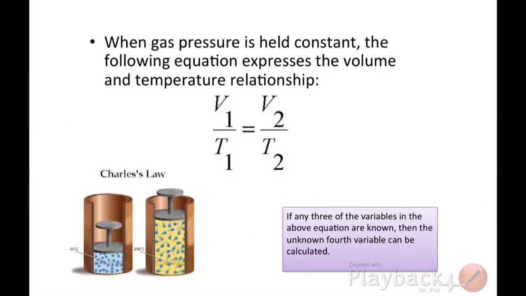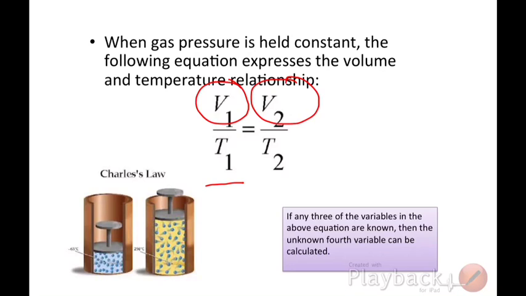Here's our equation. What this means is that when gas pressure is held constant, the following equation expresses the volume and temperature relationship. Volume 1 over temperature 1 expressed in Kelvin equals volume 2 over temperature 2. You could also say volume initial and volume final if you wanted to.